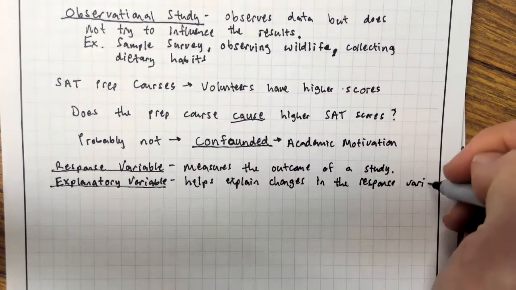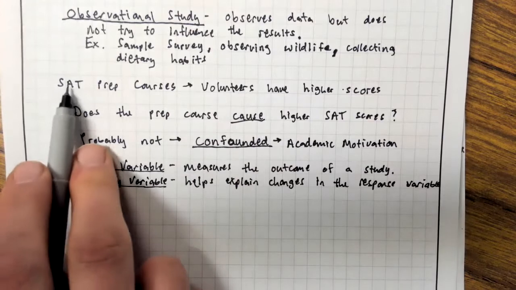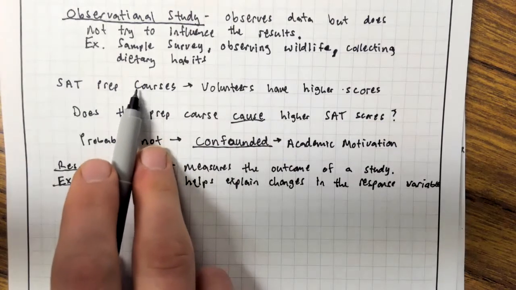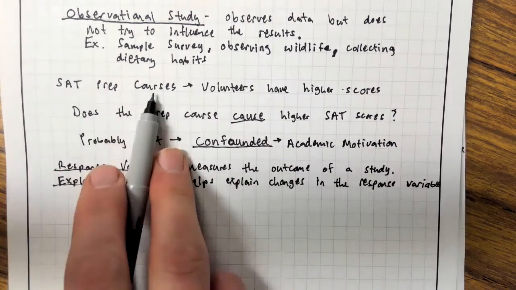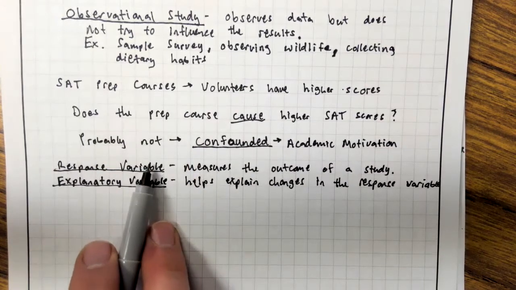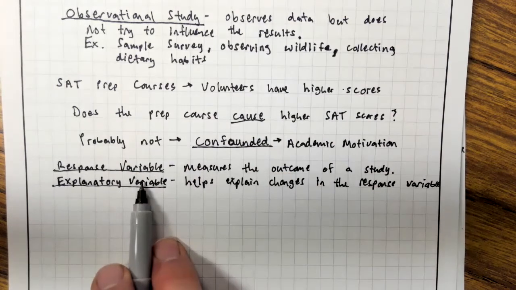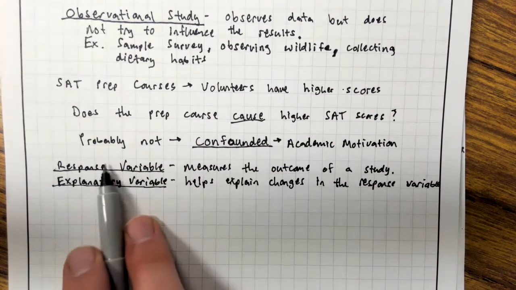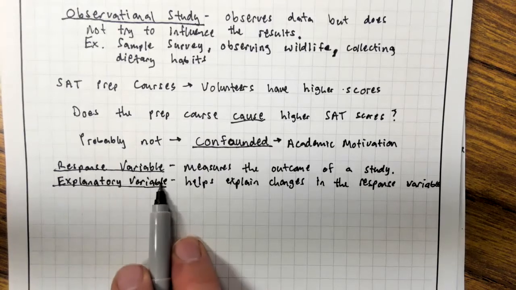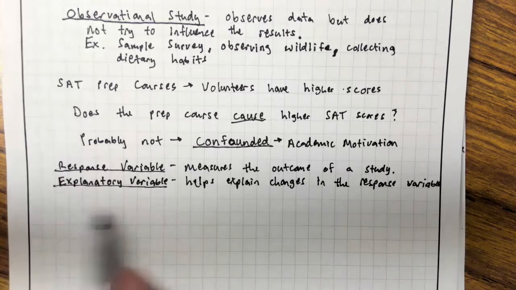So in the example that I already provided, the explanatory variable was the SAT prep course. We were thinking that if students took the SAT prep course, it was going to cause a change in the response variable. Response variable here was the actual SAT score. By taking the course, we should see higher SAT scores. By not taking the course, we should see lower SAT scores, or at least that was the thought, right?